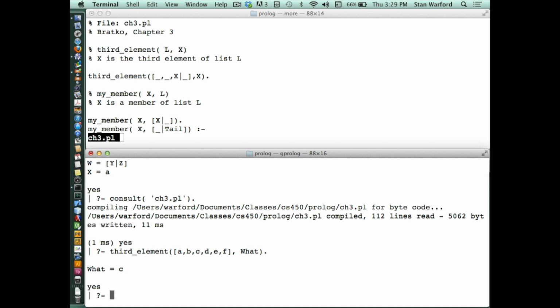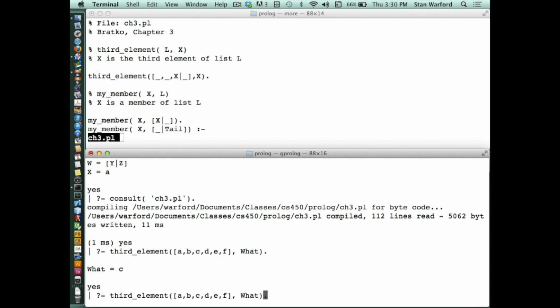Do you see how you ask stuff when you have these predicates? You put the variable for the value, for the result that you seek, and it will search for it and find what you seek. To him who seeks, it will be given, right? Okay, so that's third element. But now here's the thing. What about if we do third element?